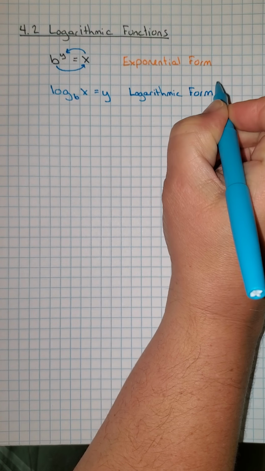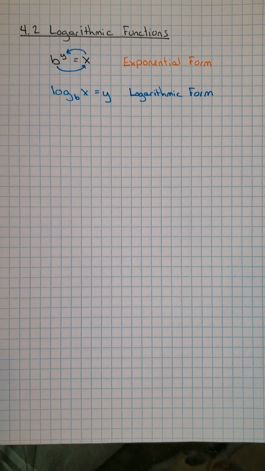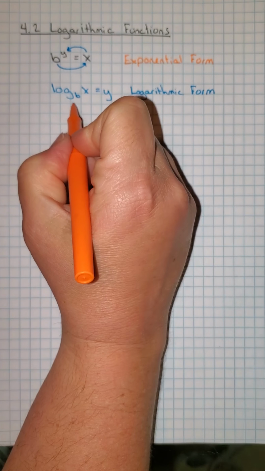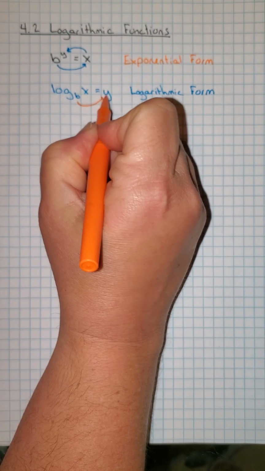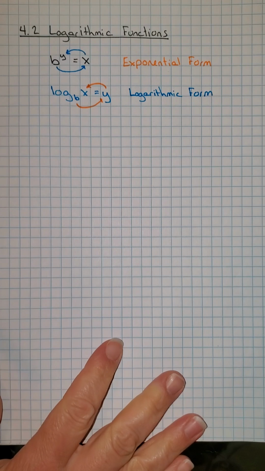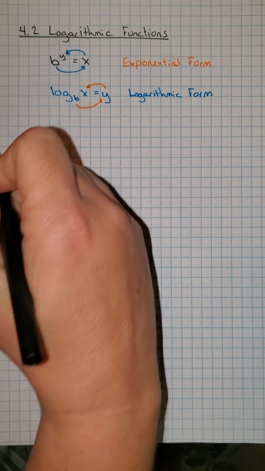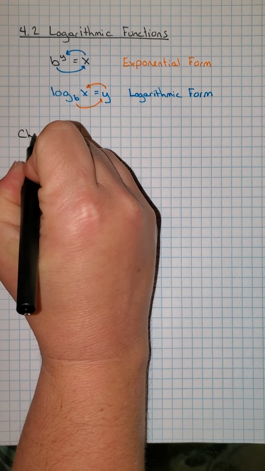And you can do the same thing going backwards. Just start at your base and circle around the equals. So start at your b, so it's b to the y equals x. And that's just an easier way of helping you remember how to get from one to the other. All right, so checkpoint 1, that's actually exactly what we are doing.